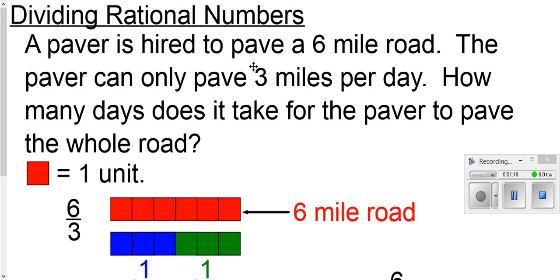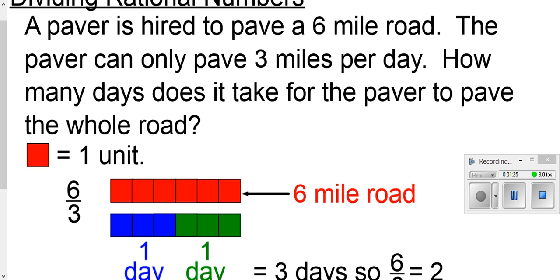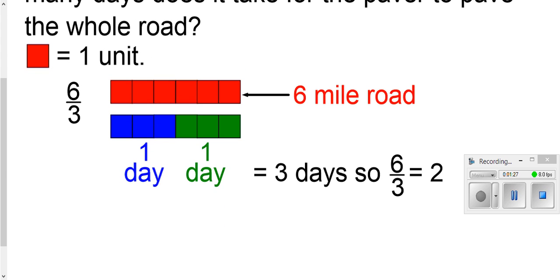Same situation, however, the paver can now do 3 miles a day. So how would that look? So when we're doing that, we're still going to use 1 unit. We still have our 6-mile road here. 1 day is 3 miles.